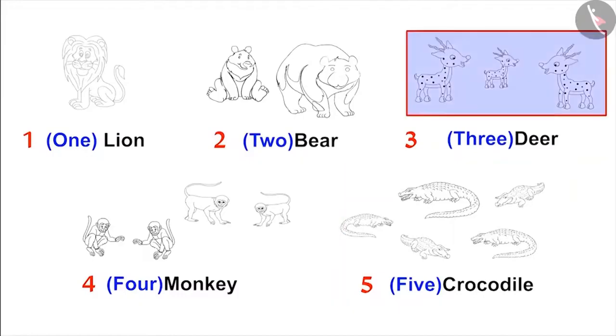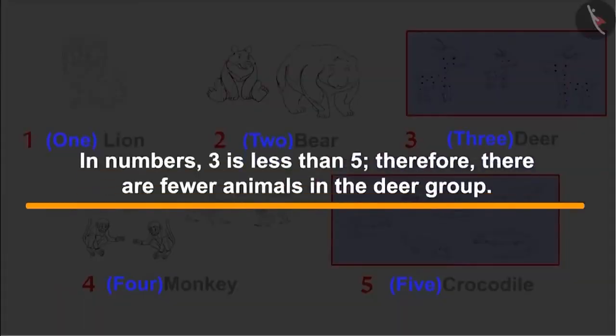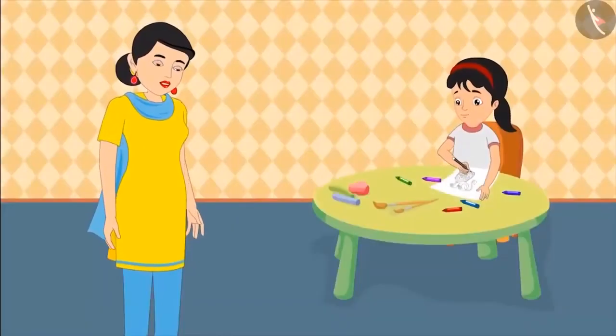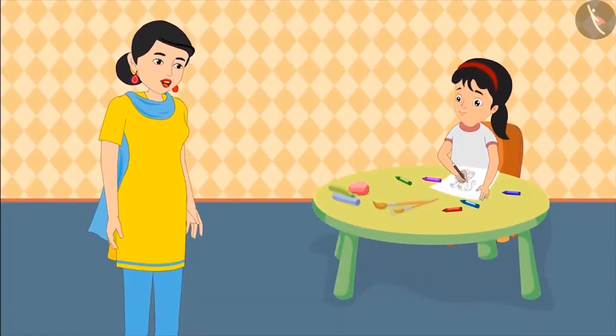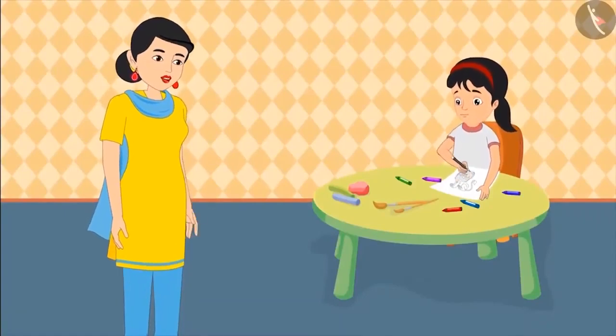There are 3 animals in the deer group and 5 animals in the crocodile group. Amongst numbers, 3 is less than 5. Therefore, there are fewer animals in the deer group. Very good, Pinky. Now quickly wash your hands and come. Let me serve you food.